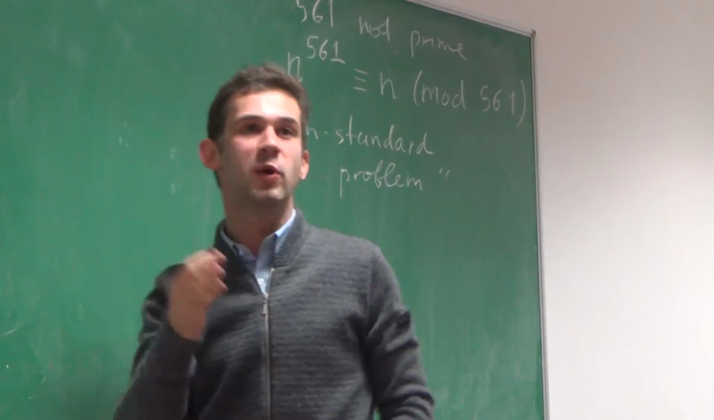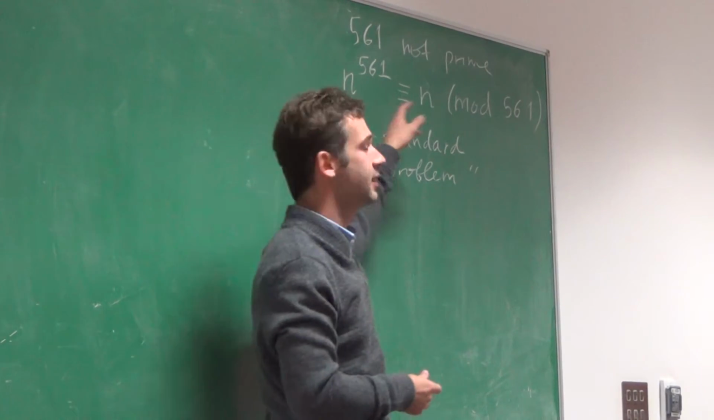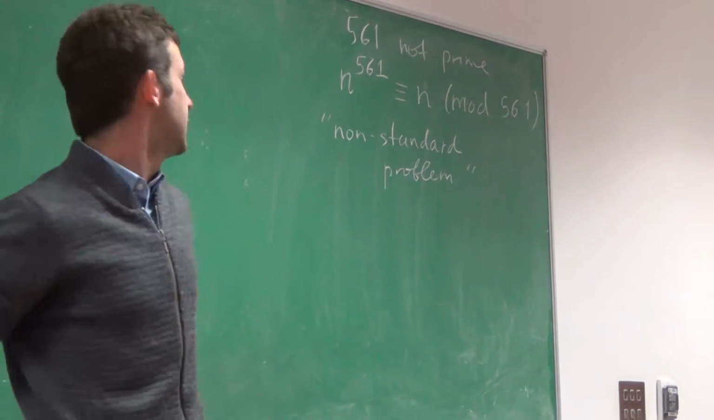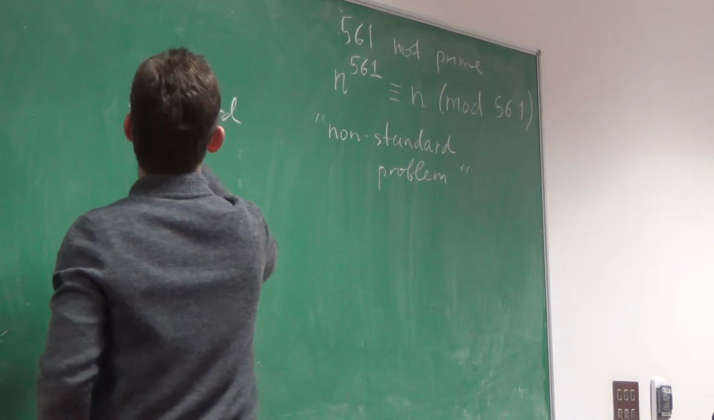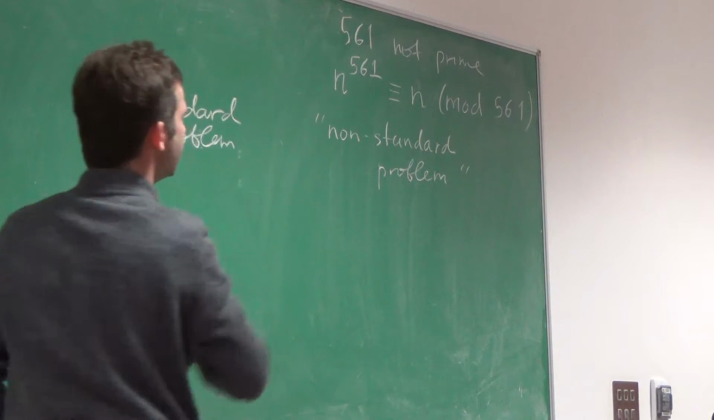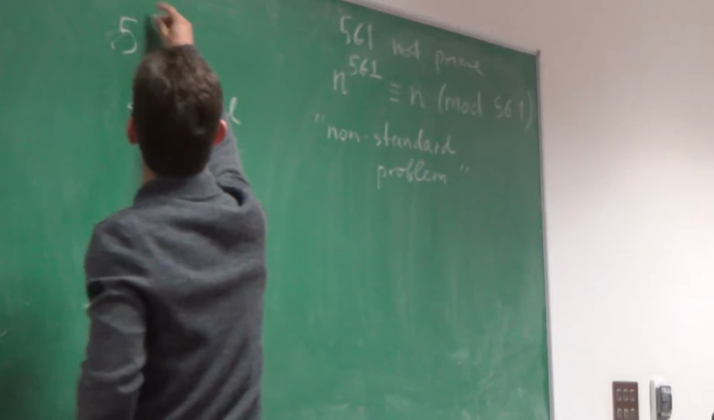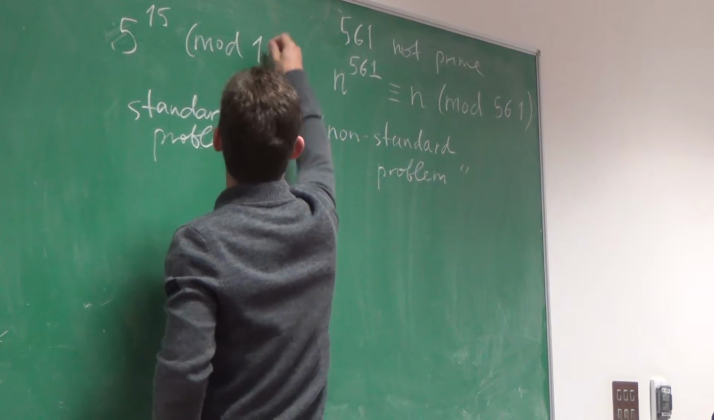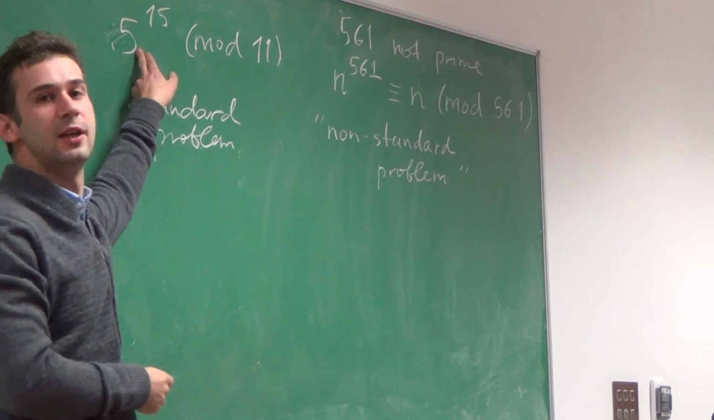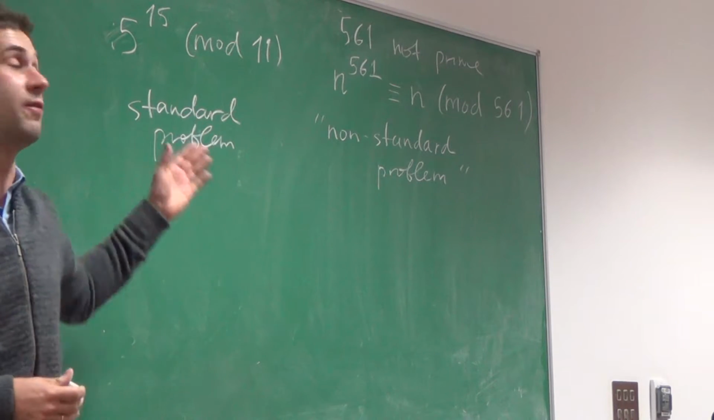When I say standard and non-standard, this is a non-standard question because I didn't tell you how to solve it. We didn't have something similar in the lectures. As opposed to a standard problem, which is things like I did tell you how to do in the lecture. Like if you had to do 5 to the 15th mod 11, this one I did tell you how to do. It's a prime, there's Fermat's theorem, right? Okay, so this is the difference.